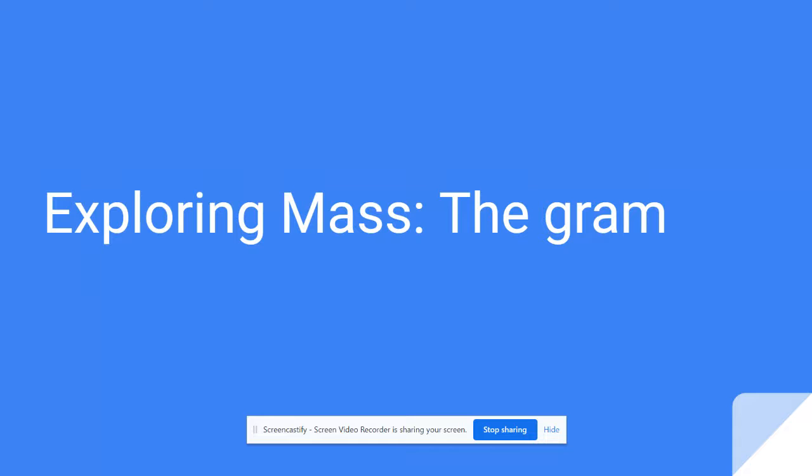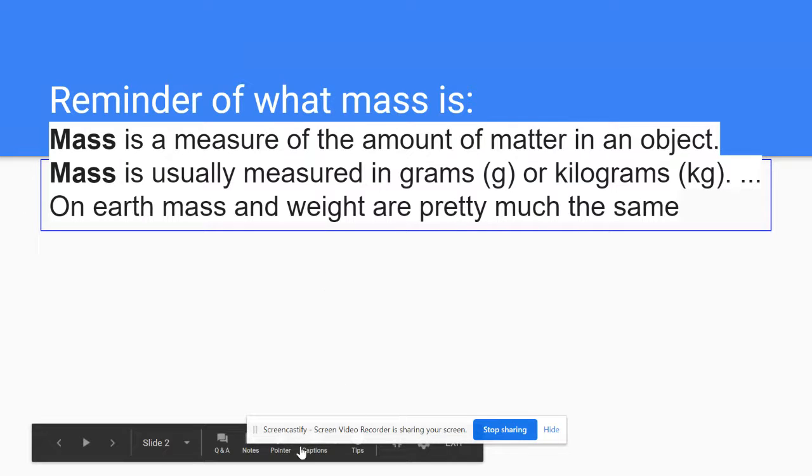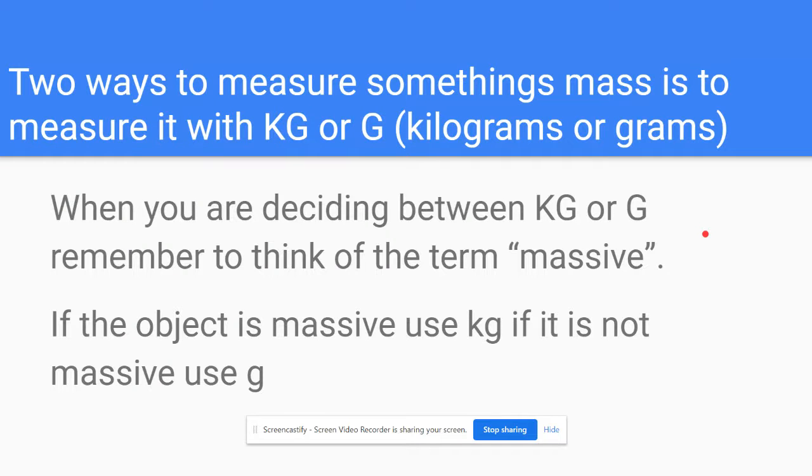So last day we talked about the kilogram, which is the other way to measure mass that we're learning about. So a reminder of what mass is. Mass is a measure of the amount of matter in an object. Mass is usually measured in grams or kilograms. On Earth, mass and weight are pretty much the same thing. Two ways to measure something's mass is to measure it with kilograms or grams.